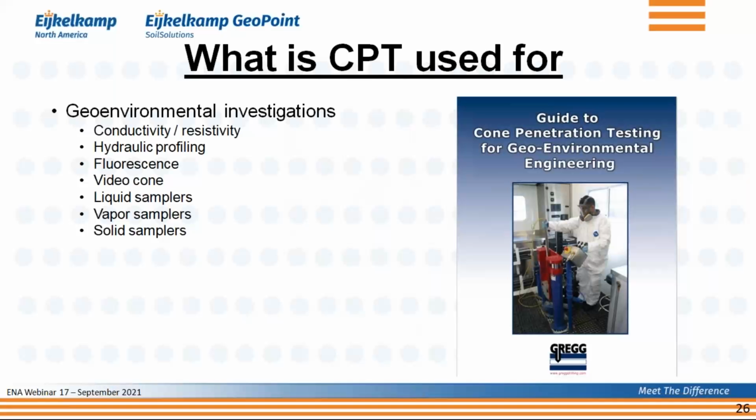And finally, you can also put all kinds of samplers: liquid samplers, vapor samplers, solid samplers. Normally we don't take a sample with a cone, because one of the beauties of the cone is that you go down, you don't create any samples, you don't bring anything to the surface. So in case of contamination, you don't need to be worried about it. We do have options to take liquid, vapor, or solid samplers with the cone system. And again, that's described in this publication by Peter and Kelly that I mentioned to you before.